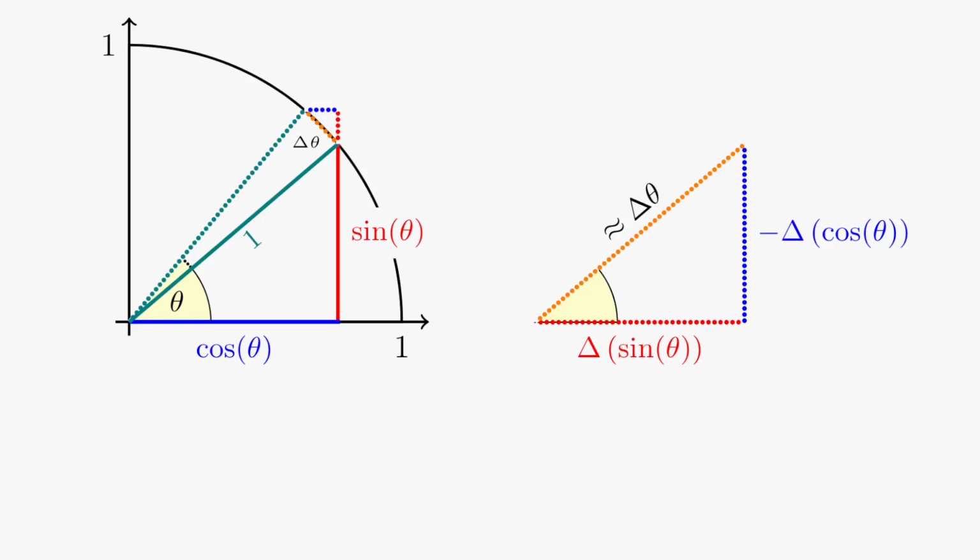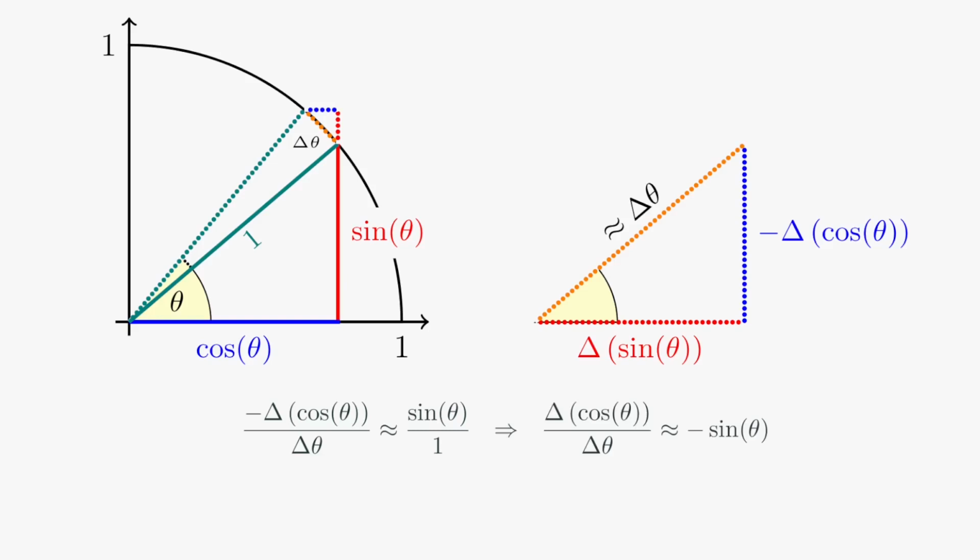If we look at the same picture but now take opposite over hypotenuse, on the right side of the screen we get negative change in cosine over change in theta, but that should be approximately equal to, on the left side of the screen, sine theta over 1. So multiplying both sides by negative 1, we get change in cosine over change in theta is approximately negative sine theta, so the derivative of cosine should be negative sine.